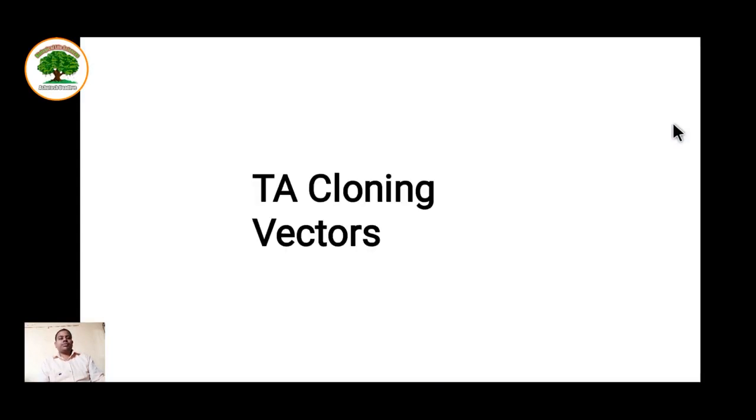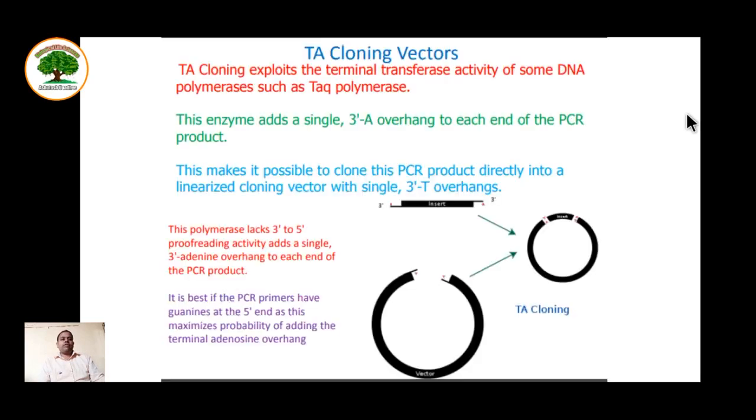Okay. Now let's see what the TA cloning vectors are. TA cloning, here T is thymidine and A is adenine. So let's see what it is. TA cloning exploits the terminal transferase activity of some DNA polymerases such as Taq polymerase. That means the transfer of a group at the terminal end is a property of certain enzymes. So this is used here.